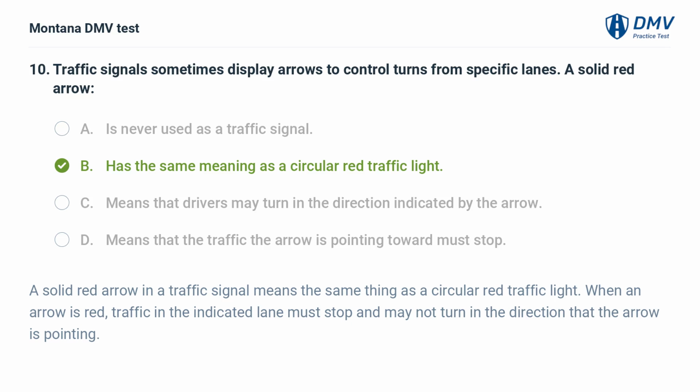A solid red arrow in a traffic signal means the same thing as a circular red traffic light. When an arrow is red, traffic in the indicated lane must stop and may not turn in the direction that the arrow is pointing.